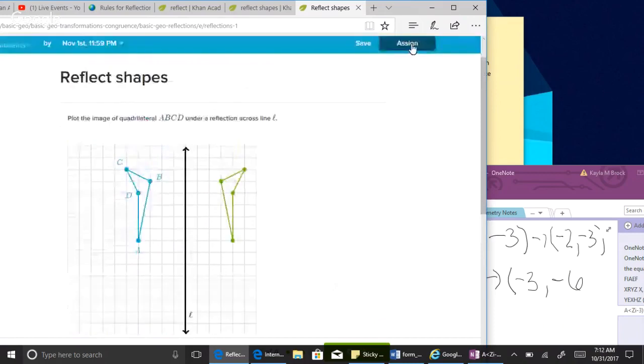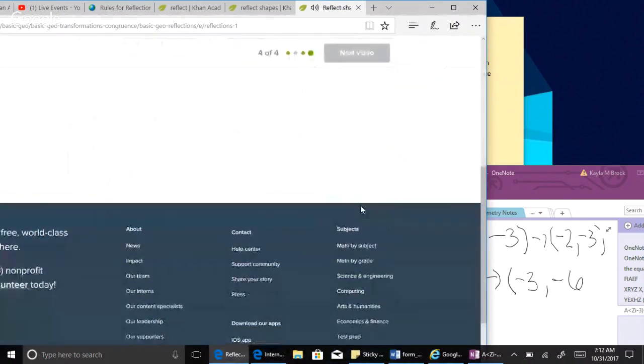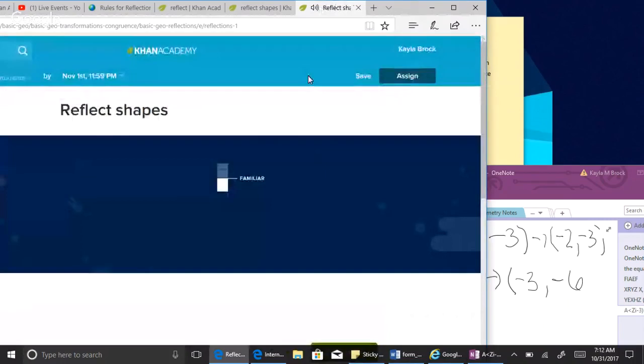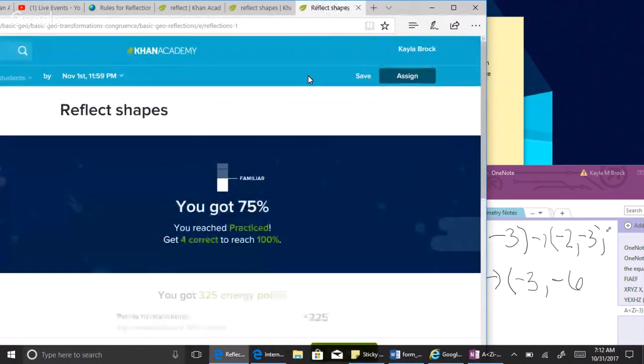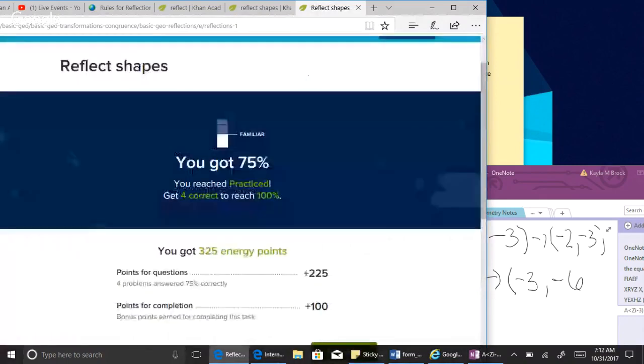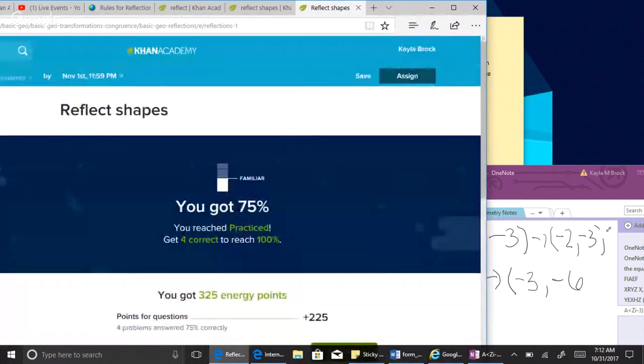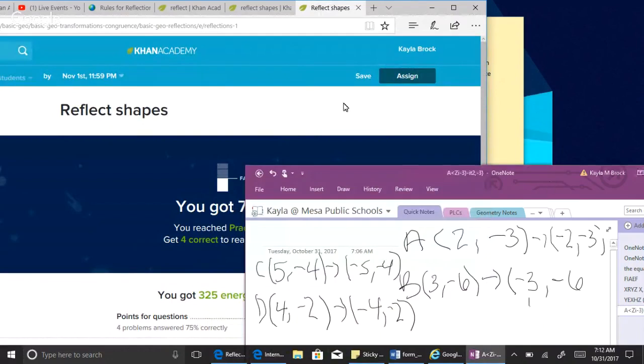This is a reflection. I already assigned this. I'm sorry. I was trying to click check answer. Okay. Good. I got a 75%. So hopefully next time I will get 100. So today, what you want to focus on is being able to do these rules.